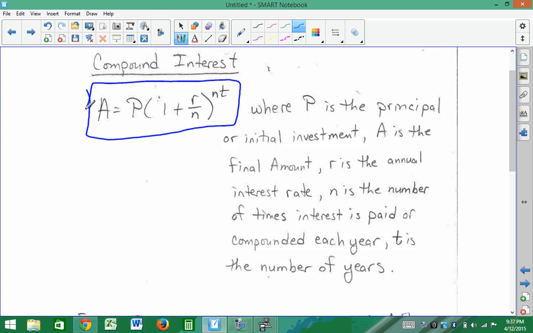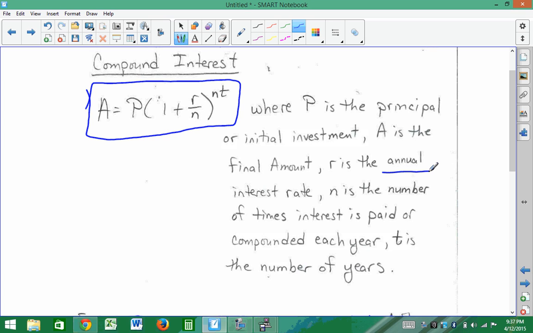So this is mostly for banking use, money use. P we call the principal or initial amount. Banks love to call the initial amount of money a principal amount. A is the final amount. r is the annual interest rate, specifically annual. The banks always use an annual interest rate. n is the number of times interest is being paid or compounded each year.